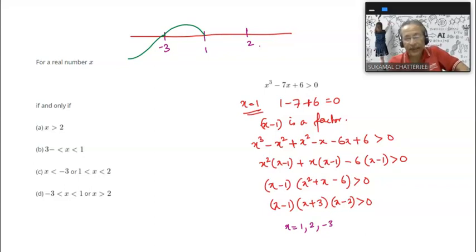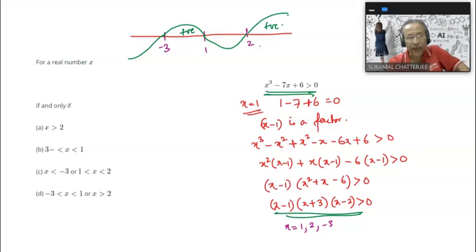Now between x equal to 1 and 2, this again becomes negative, and at x equal to 2, it becomes 0 again, and when it goes beyond x equal to 2, it becomes positive. So we are interested in the positive values of the expression. So that means we are interested in these two regions.